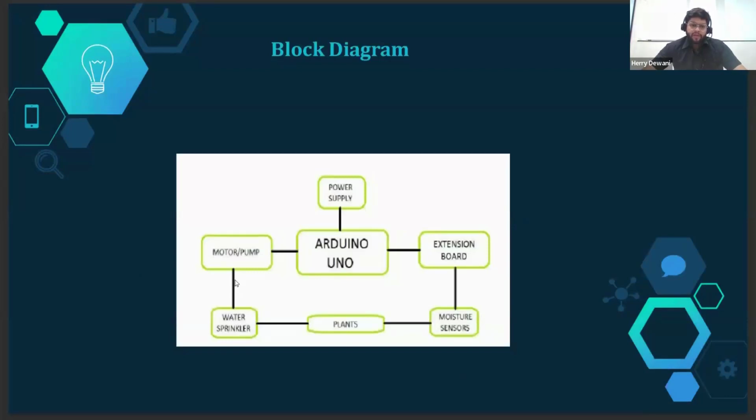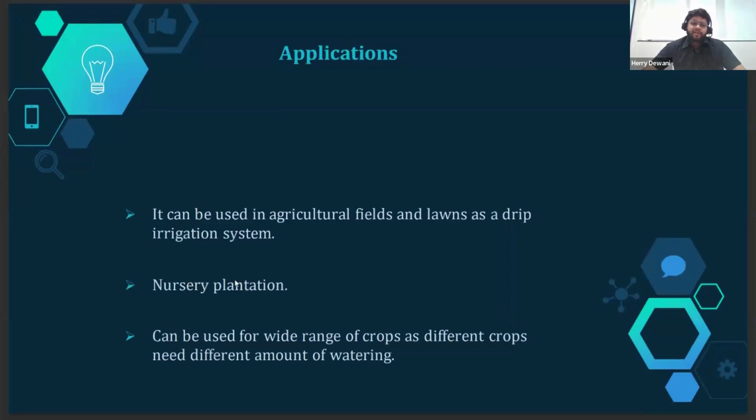Next, we will take a look at the applications where we can use the automatic plant watering system. It can be used in agricultural fields and lawns as a drip irrigation system. It can be used in nursery plantations, or it can be used for a wide range of crops. As we all know, different kinds of crops need different water levels. So we can also vary the amount of water which we supply to the different kinds of crops.